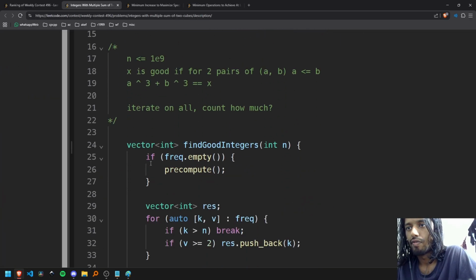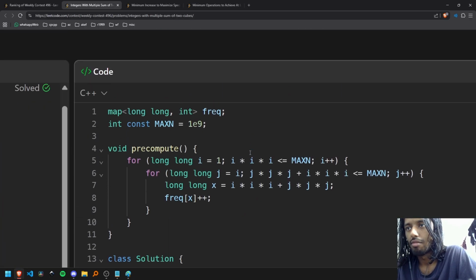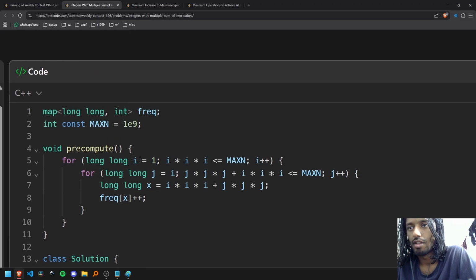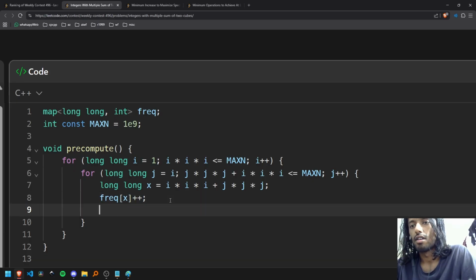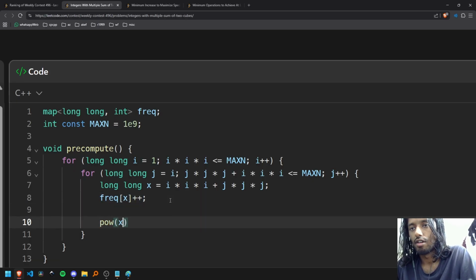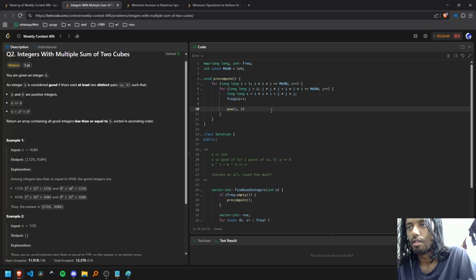So here, if our frequency thing is empty, I run a pre-compute, and the pre-compute was simple. This is a and this is b. I is a and j is b. So for all a cube less than or equal to max n, and for all j greater than a and j cube plus a cube less than or equal to max n, I am finding x, and I am doing frequency x plus plus. I recommend against using pow(i, 3), because it can cause some floating point errors.